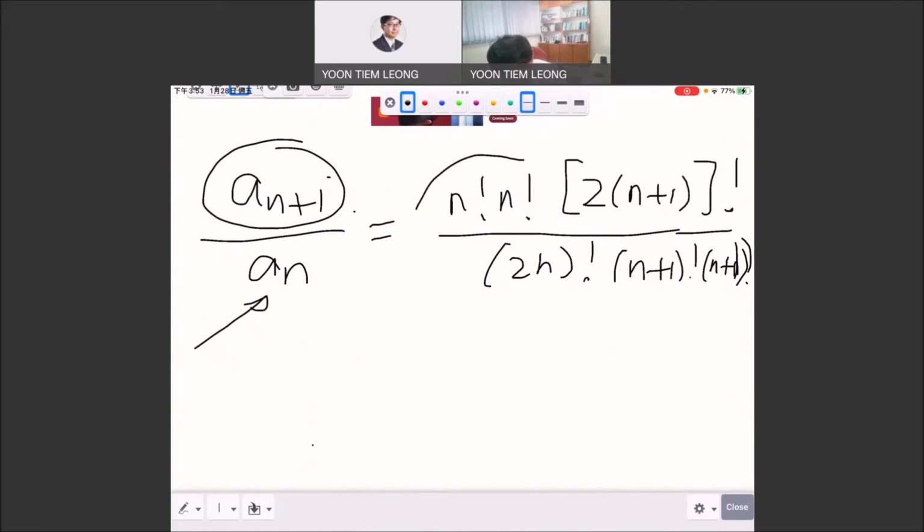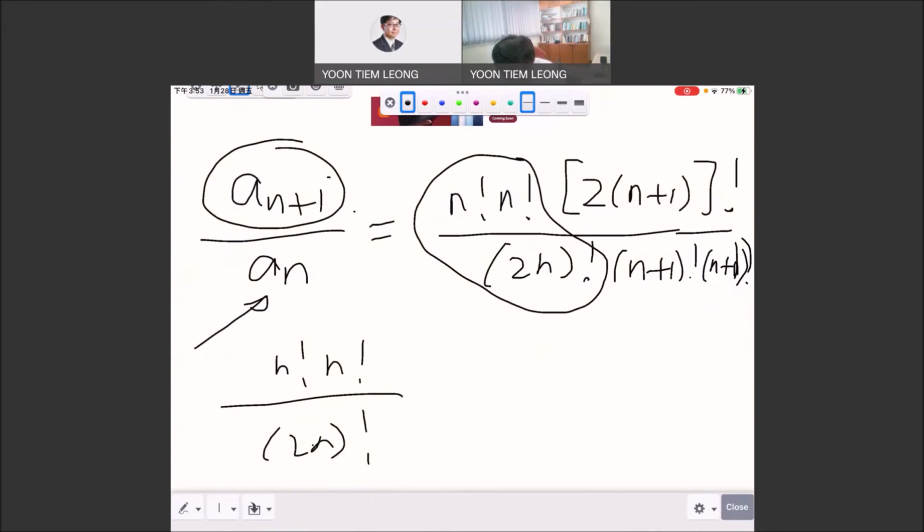So obviously the first thing I want to simplify is these terms. You cannot just simply cancel off the 2 or n factorial from that. For example, you will be tempted to write that n factorial divided by 2n factorial equals n factorial divided by 2 factorial. Is it true? No, I think this is not true.